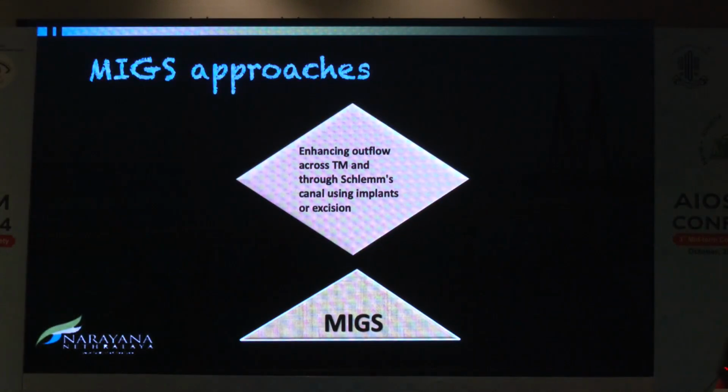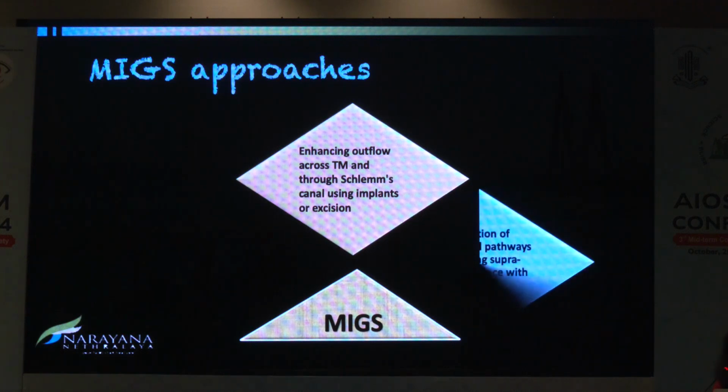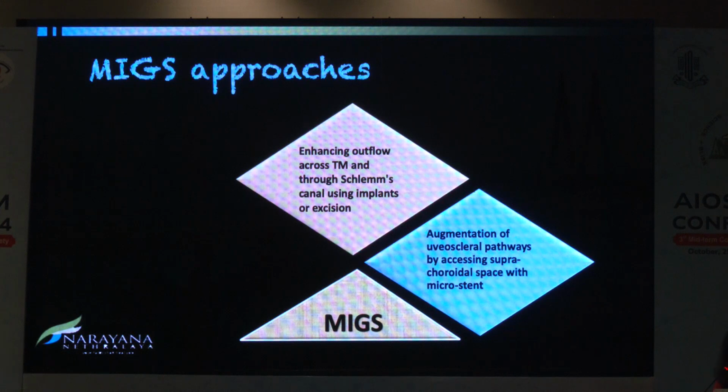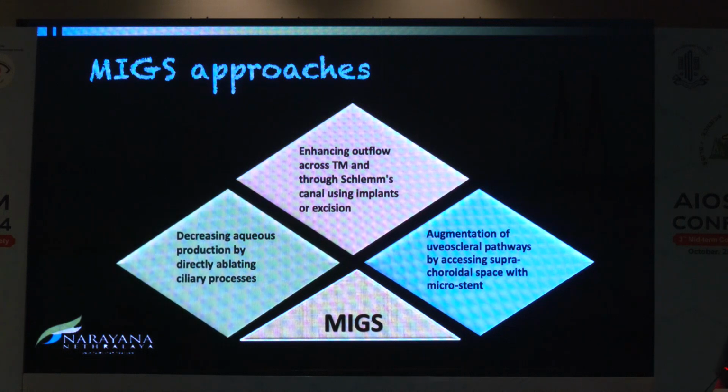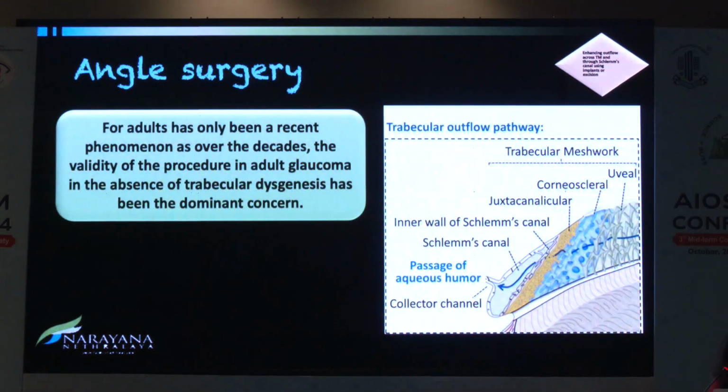So now when we have to look at which patients would require what, one thing we need to understand is there are different types of MIGS. One is the approach to enhance the outflow through the trabecular meshwork and Schlemm's canal, which we will be discussing today. The other approach is to augment the uveoscleral pathway by different techniques. And the third one is to suppress the aqueous production by directly ablating the ciliary processes. Here we will limit ourselves to the angle approach or the trabecular meshwork approach.